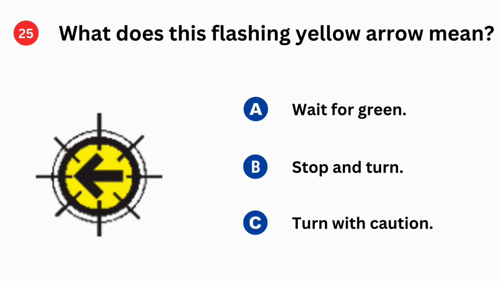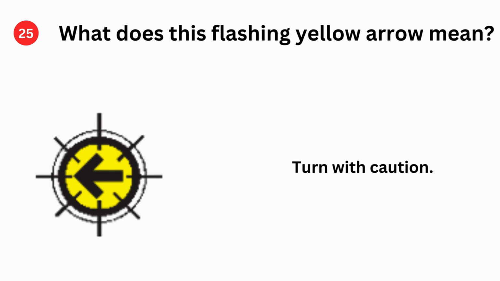What does this flashing yellow arrow mean? A, wait for green. B, stop and turn. C, turn with caution. Correct. It is the turn with caution sign.